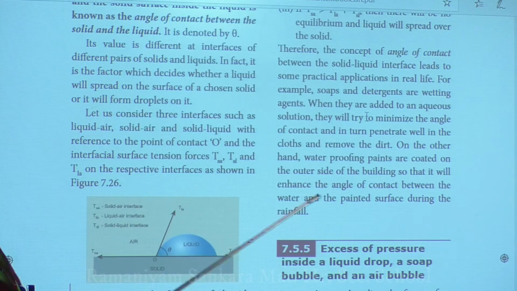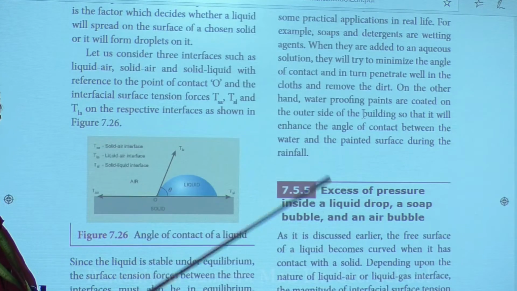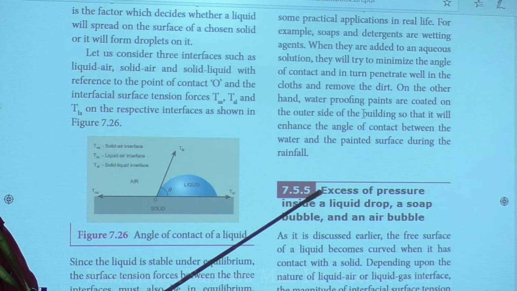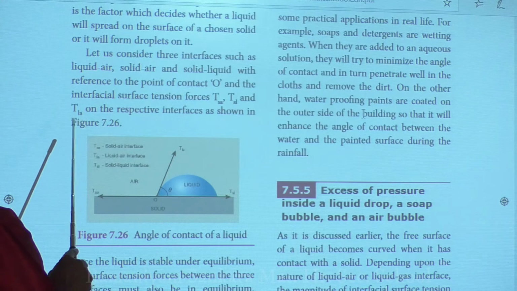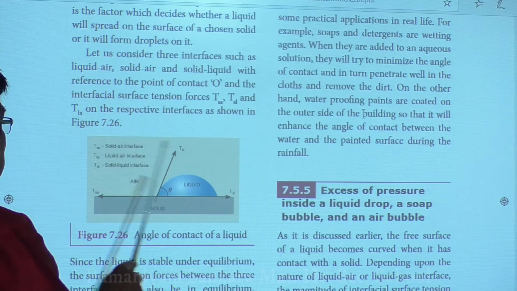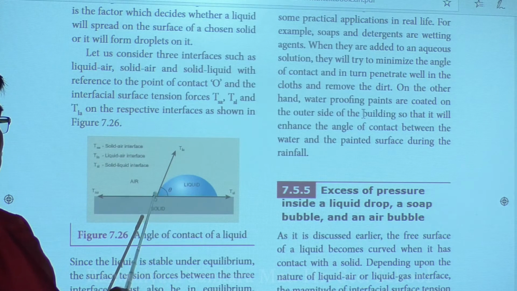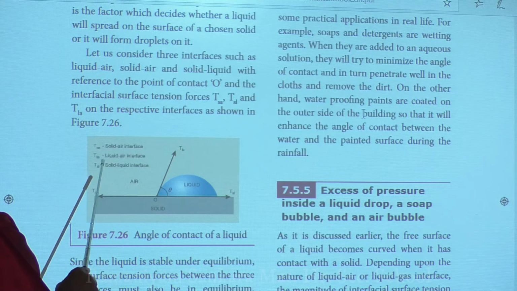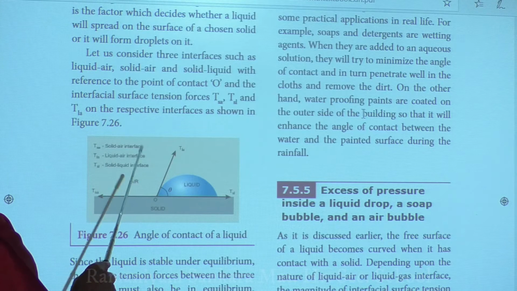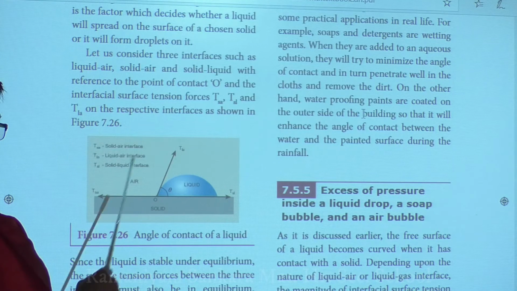So remember, in 11th standard you are not going to write just T alone. We have to put solid-air, solid-liquid and liquid-air. Okay, see the diagram: solid, liquid and here air. This is the theta. Solid-air interface, liquid-air interface, solid-liquid interface. This is the angle of contact of the liquid.